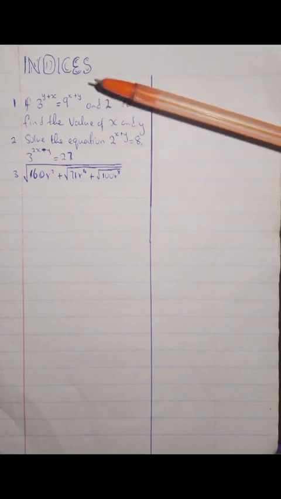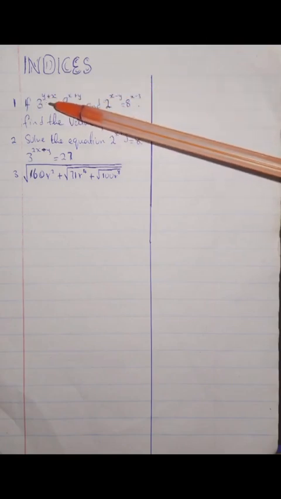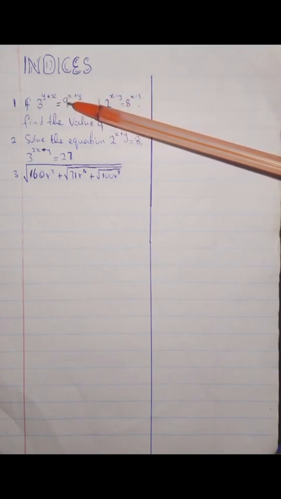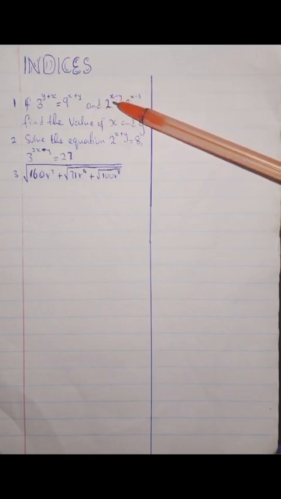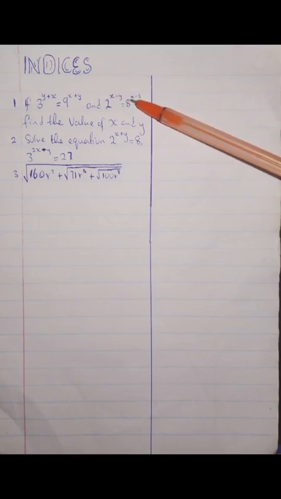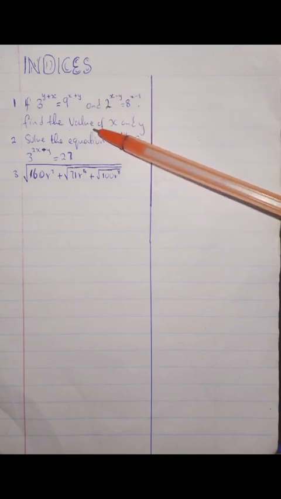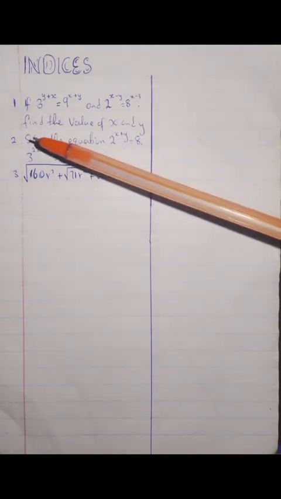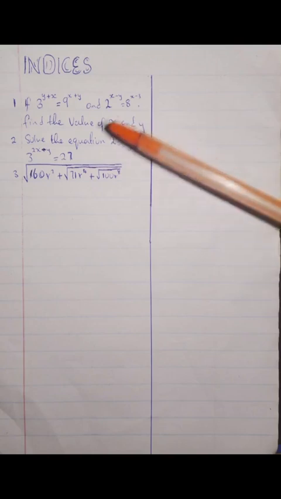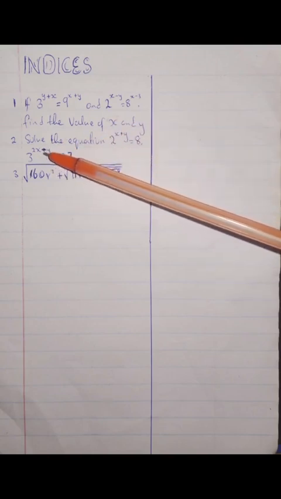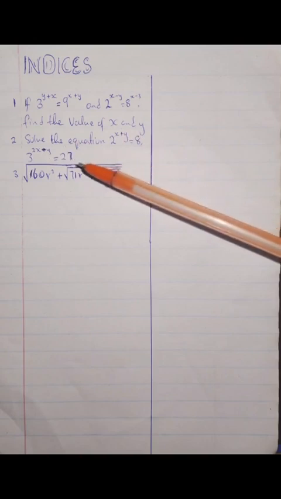Our question 1 says, if 3 raised to the power of y plus x equals 9 raised to the power of x plus y, and 2 raised to the power of x minus y equals 8 raised to the power of x minus 3, find the value of x and y. Question 2 says, solve the equation 2 raised to the power of x plus y equals 8, 3 raised to the power of 2x minus y equals 27.